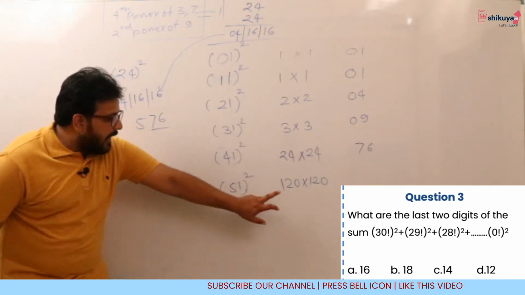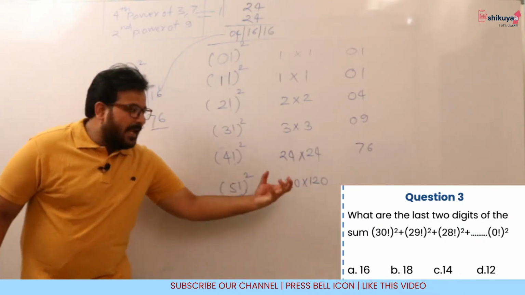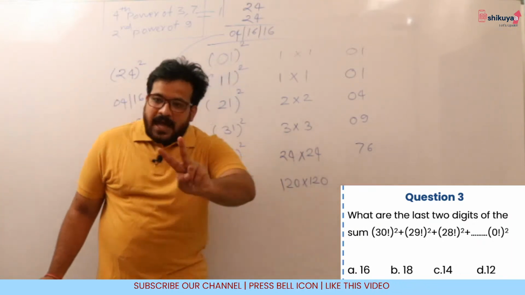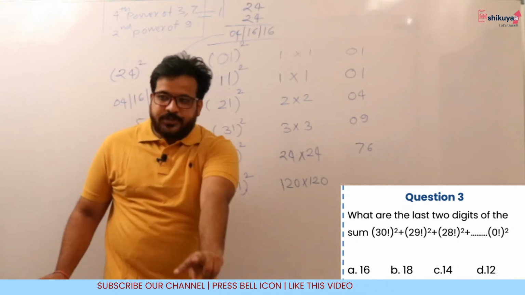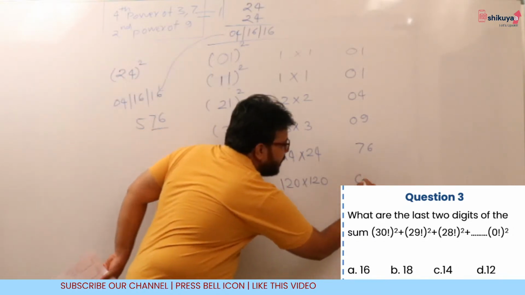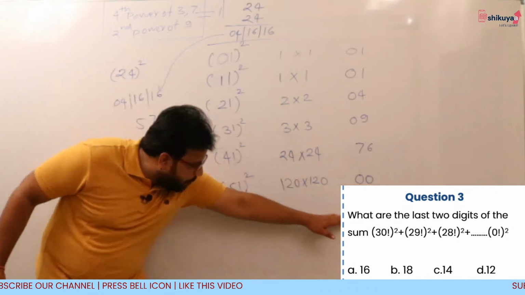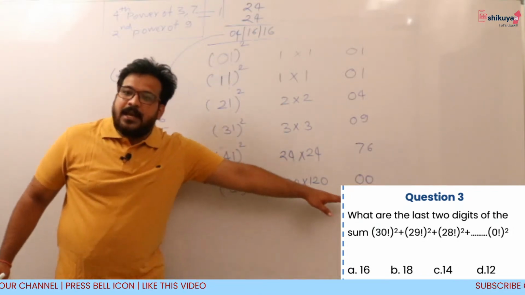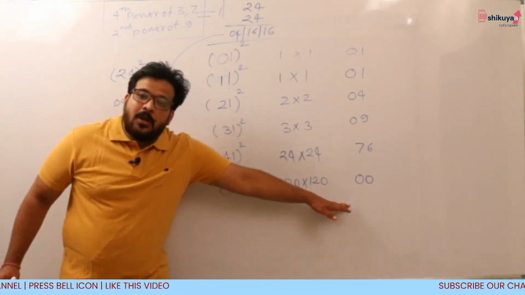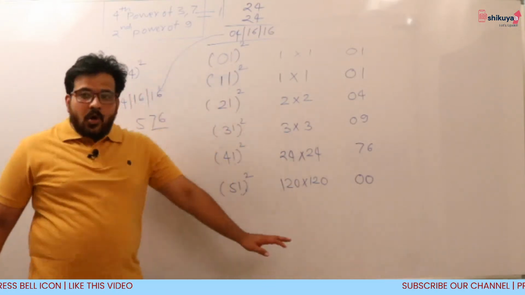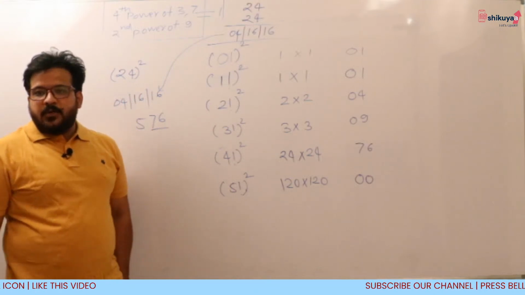When you are multiplying 120 with 120, in the answer of this, the last two digits will be 2 zeros. And hence you need not calculate further, because the rest of the digits will be 0 from here onwards. Everybody in the session, you're getting my point?